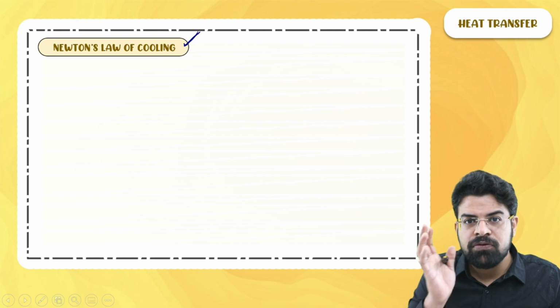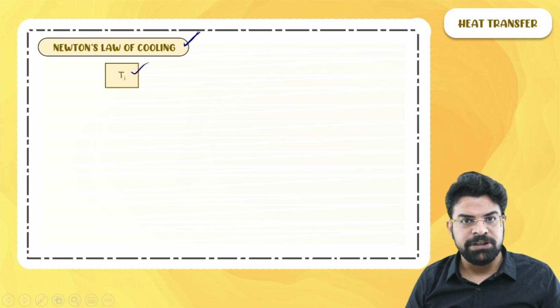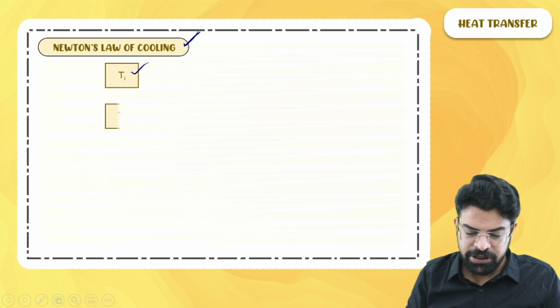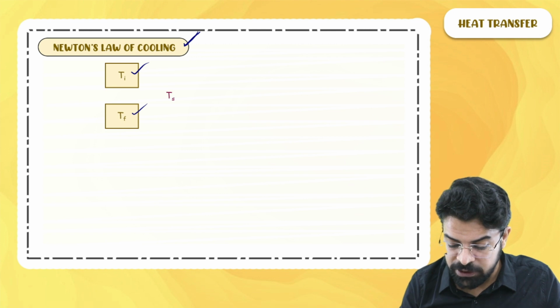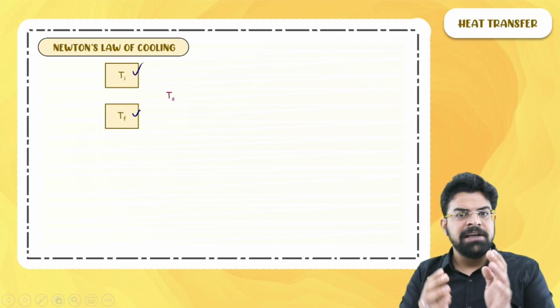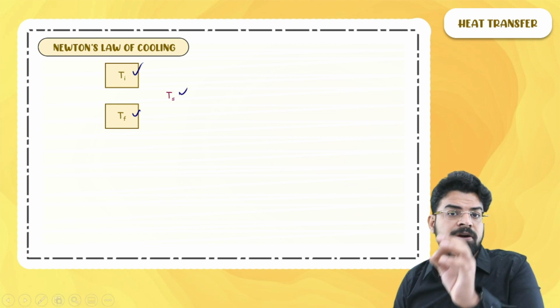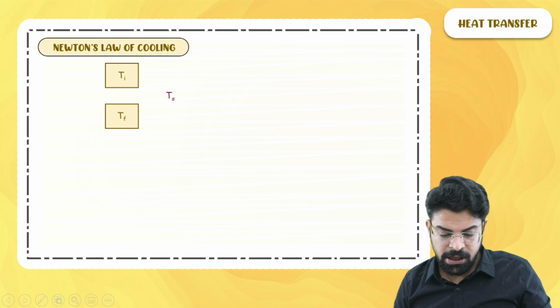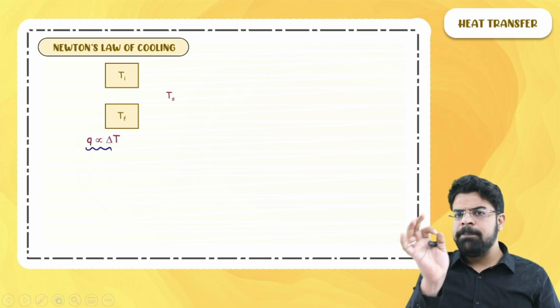How to solve questions based on Newton's law of cooling. Let's say there is an object which is initially at temperature Ti and it cools down to a final temperature Tf in a surrounding at temperature Ts. Listen carefully: initial temperature Ti, final temperature Tf, cooling in a surrounding of temperature Ts. You will say the heat flow rate is directly proportional to the temperature difference.